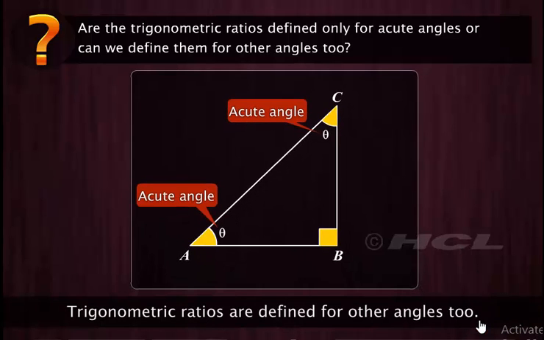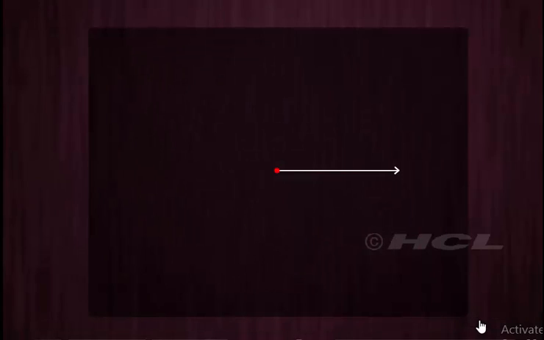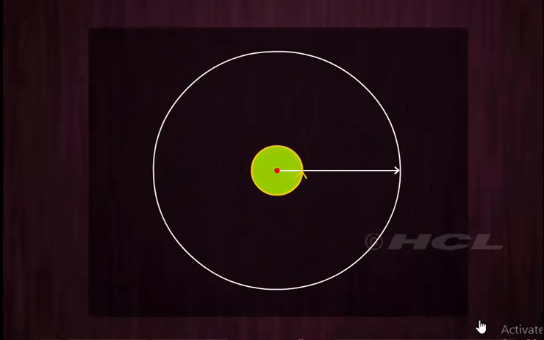The trigonometric ratios are defined for the other angles as well using the unit circle. The measurement of a complete circle is 360 degrees, so we can get the value of trigonometric ratios for the other angles too. Let's learn about this in detail.